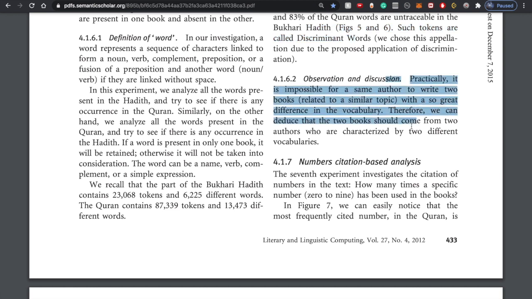So practically, it is impossible for a same author to write 2 books related to a similar topic, with so great a difference in the vocabulary. Therefore, we can deduce that the two books should come from two different authors who are characterized by two different vocabularies.